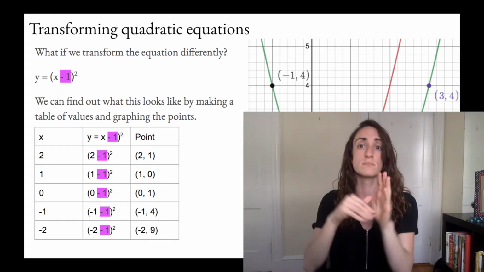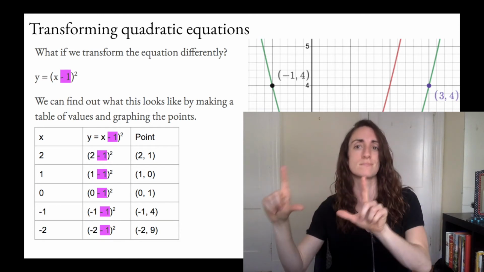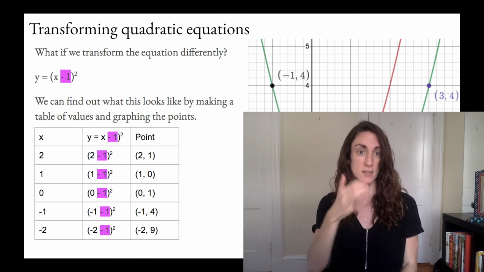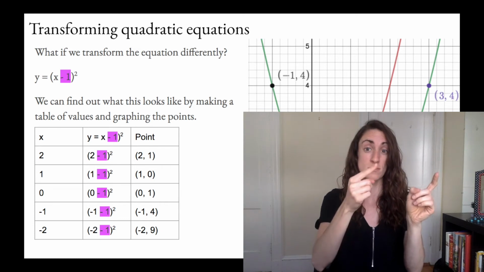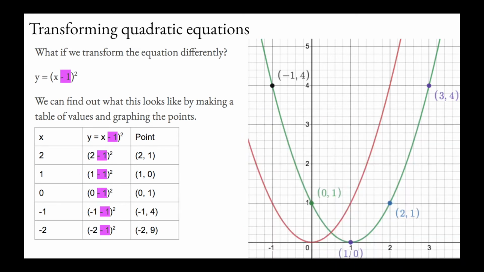So you notice again the shape of our parabola hasn't changed. And here it hasn't moved up or down, but it's actually moved horizontally over to the right. So it looks like subtracting 1 inside this squared term shifted the graph over 1 unit to the right.